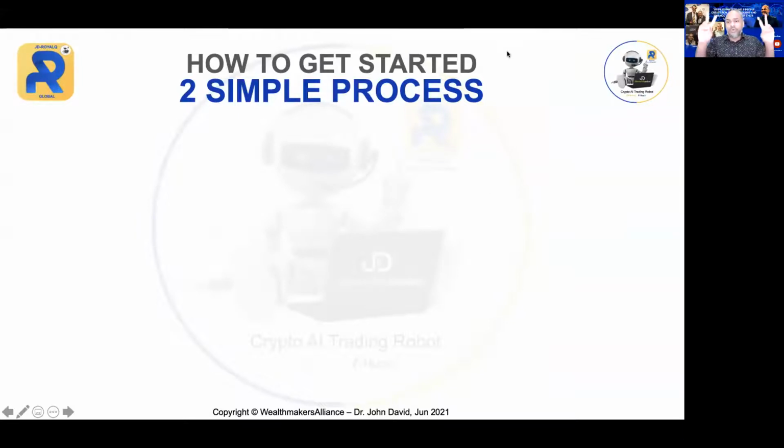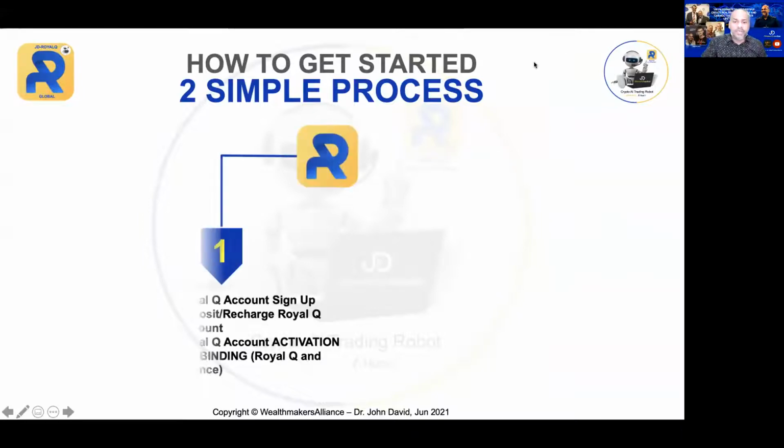So how to get started? Very simple. There are 2 simple processes here. The first process has to do with the RoyalQ. For the RoyalQ, this is your application, the robot. For the RoyalQ, there are 4 steps. The first step is to actually sign up. How to sign up? I will show you shortly.